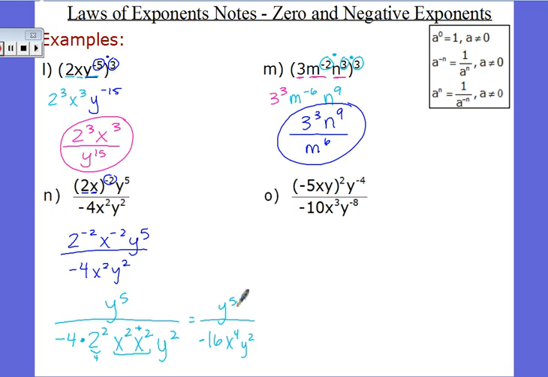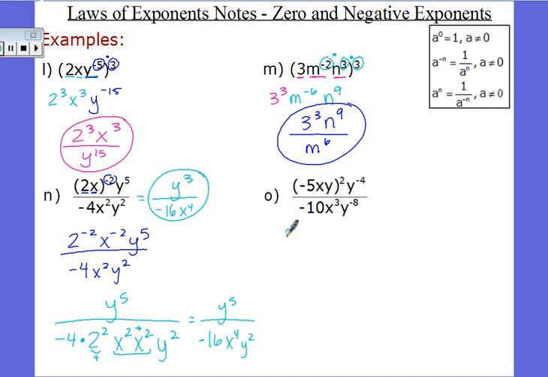Because the 5 had more, that y to the 3rd is going to stay in the numerator. And then we're going to have no y's in the denominator. So we've got y to the 3rd over -16 x to the 4th as my simplified exponential form. Okay, for the next one, again, we get rid of the parentheses first.